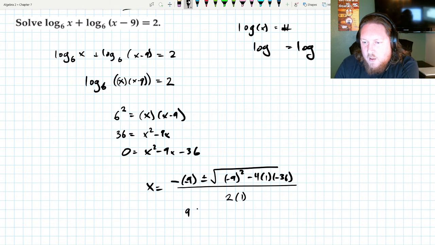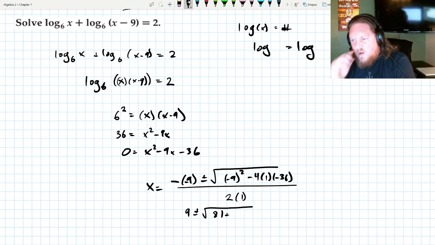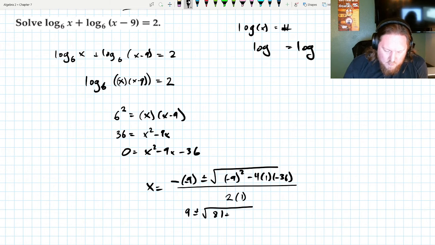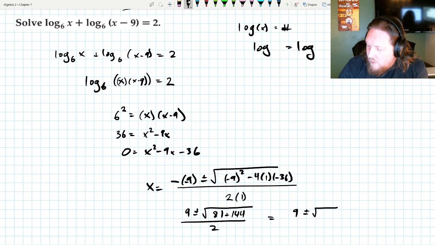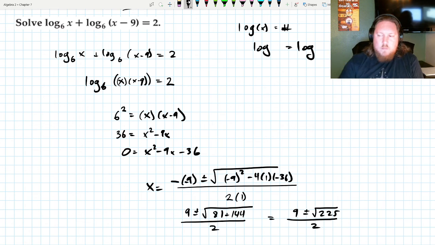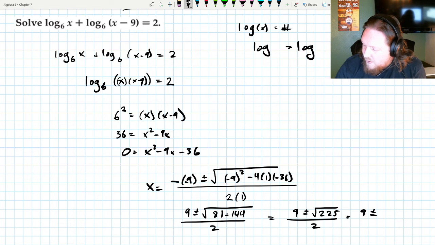So we have 9 plus or minus the square root of 81 plus, what is 4 times 36? 4 times 36 is 144, all over 2. 81 plus 144 is 225. Oh, that's nice. Because I know the square root of 225 is 15. Now, if you didn't know that, of course, you plug it in your calculator and test to see. Square root of 225 is 15. So this is 9 plus or minus 15 over 2.